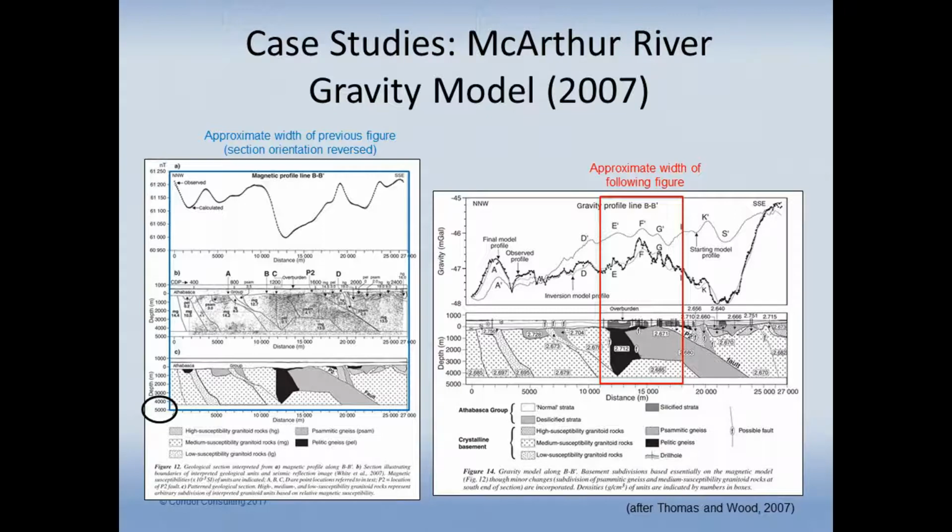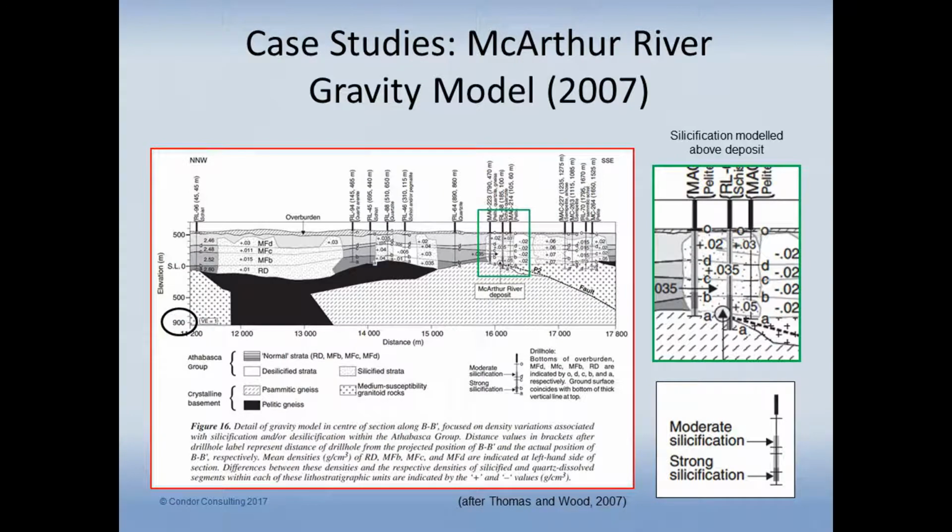Given the lack of really good regional data, we're able to estimate what a reasonable regional is based on the seismic section. So if we look at what was placed directly above McArthur, we end up with a silicification causing a 0.35, 0.05 increase in density.